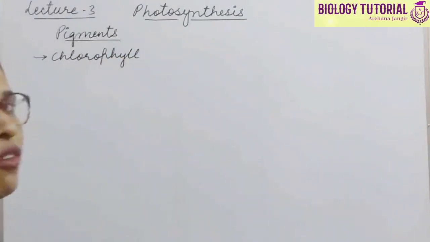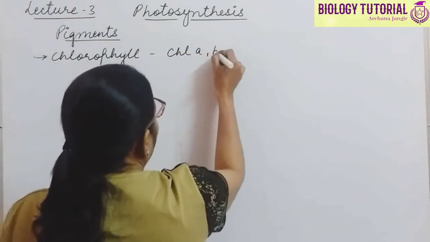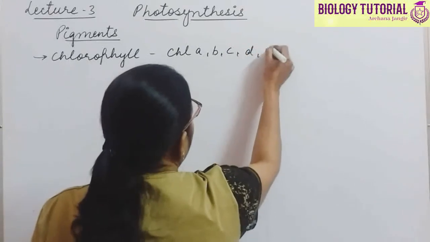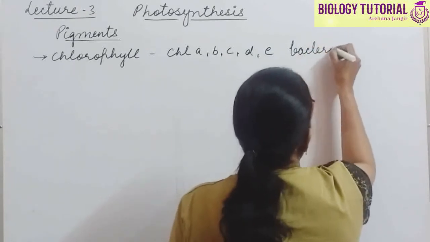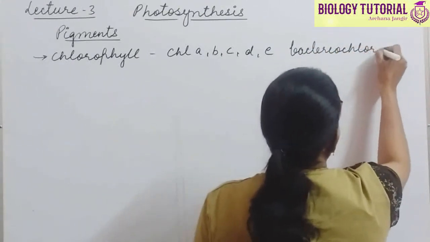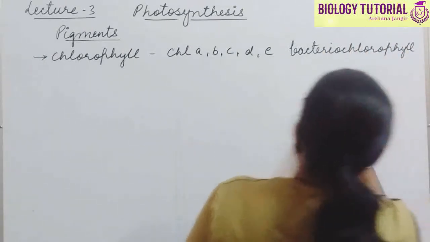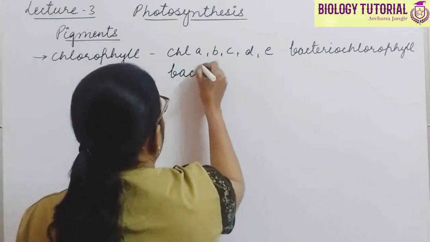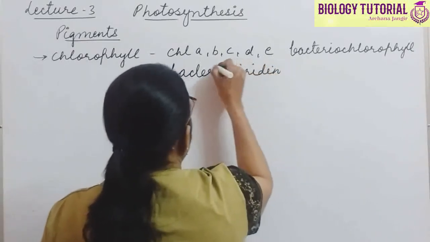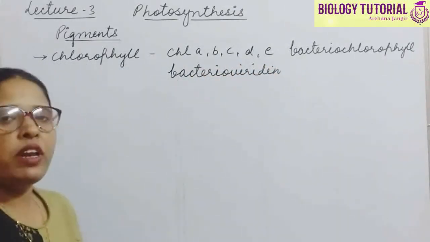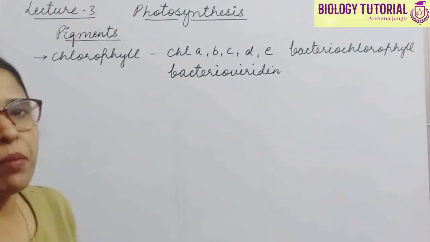This chlorophyll is of different types, that is chlorophyll A, B, C, D, E, bacteriochlorophyll, and bacterioviridin. So these are the important types of chlorophyll. Out of these, chlorophyll A and chlorophyll B are the important pigments.